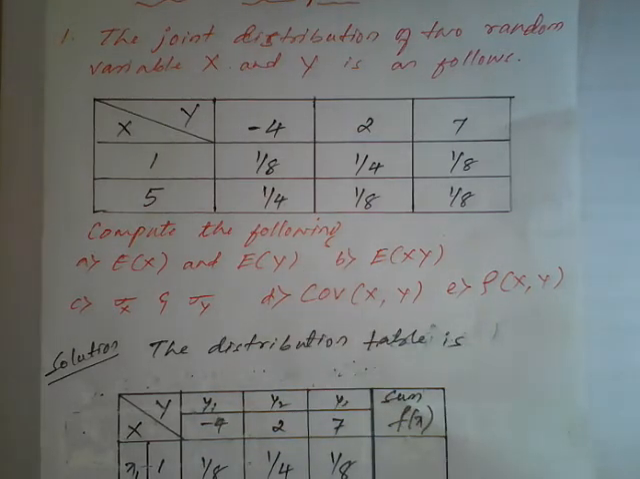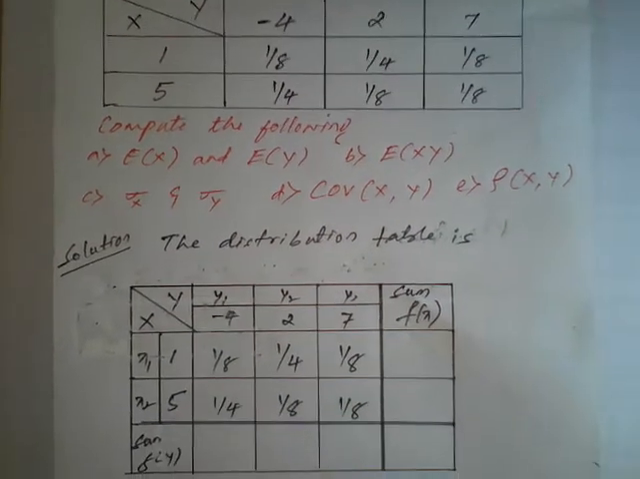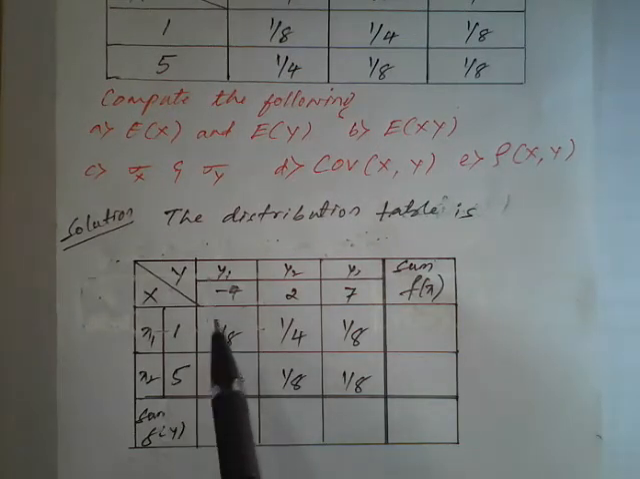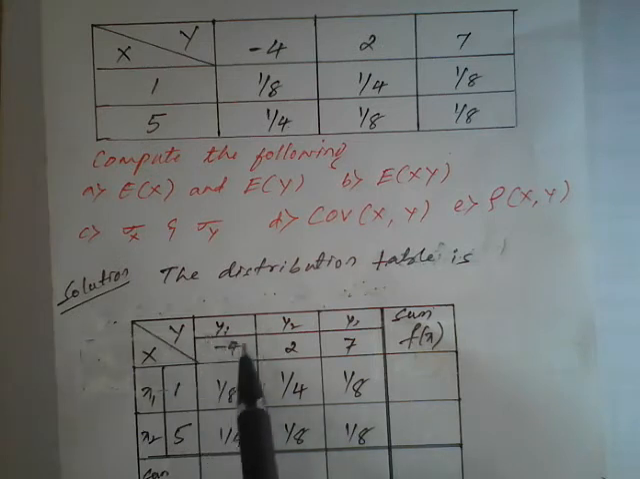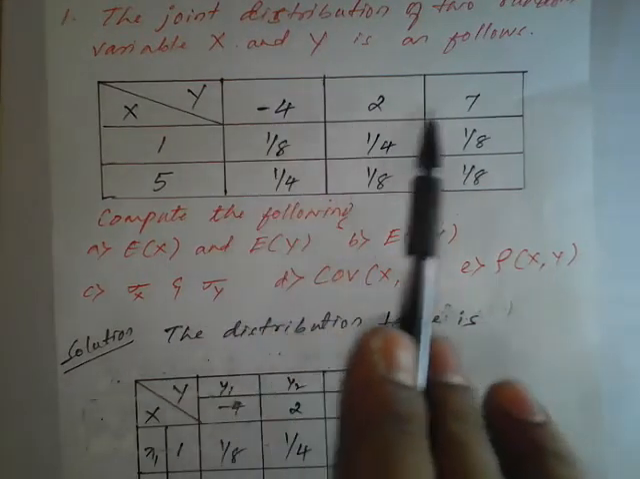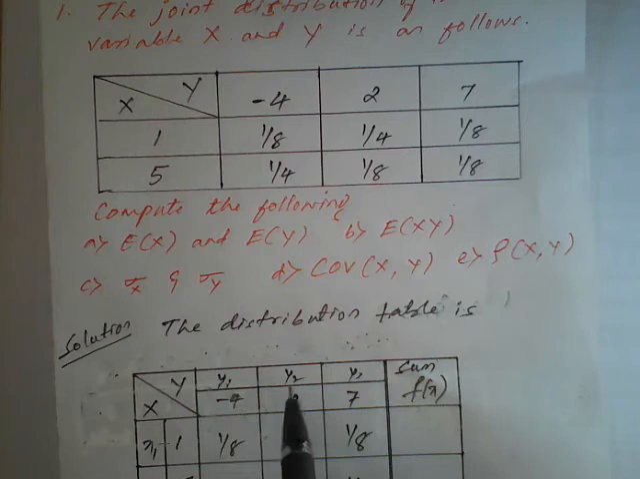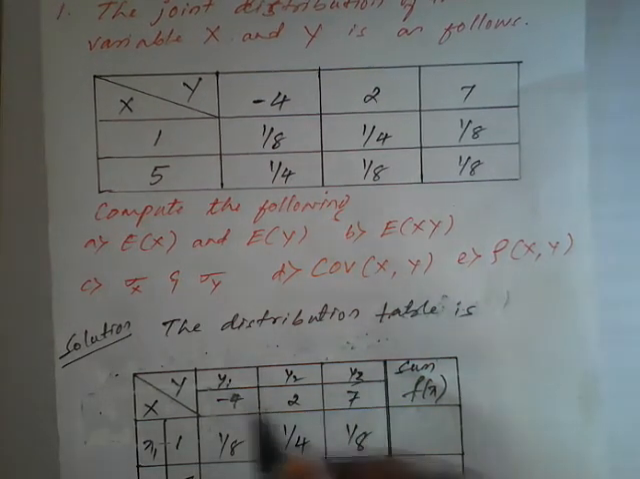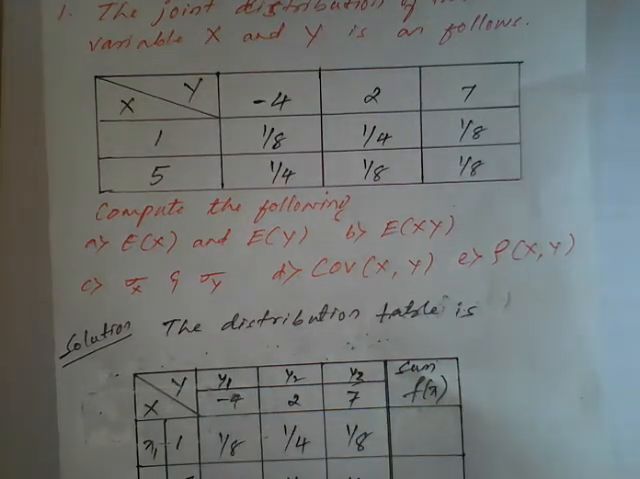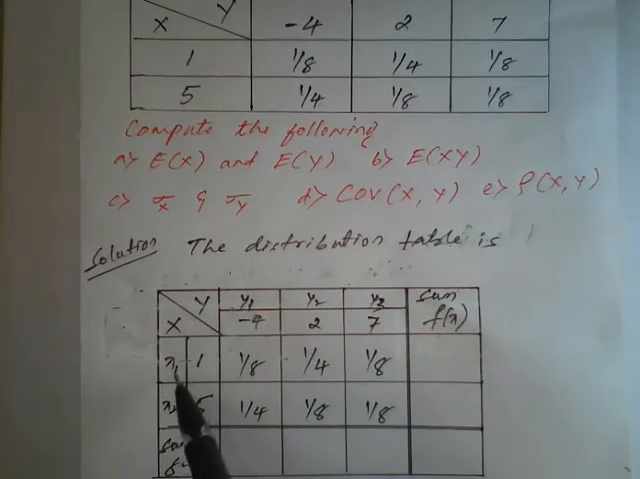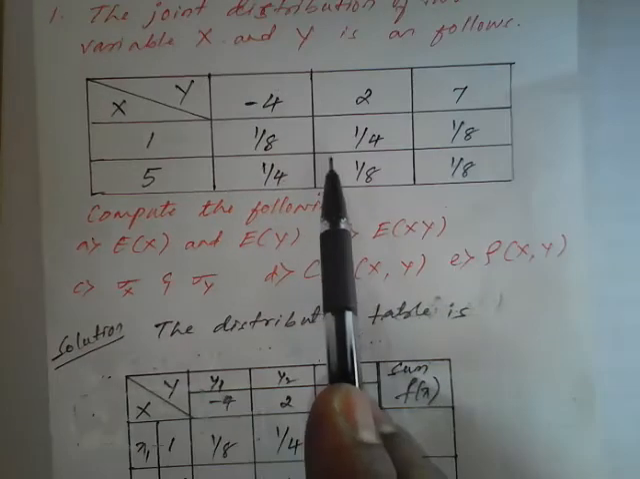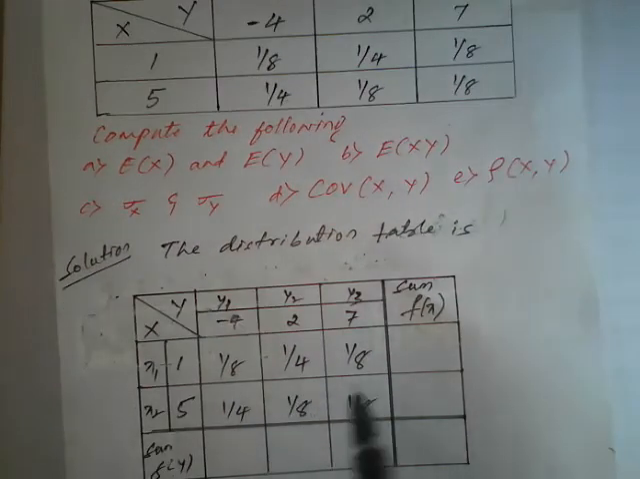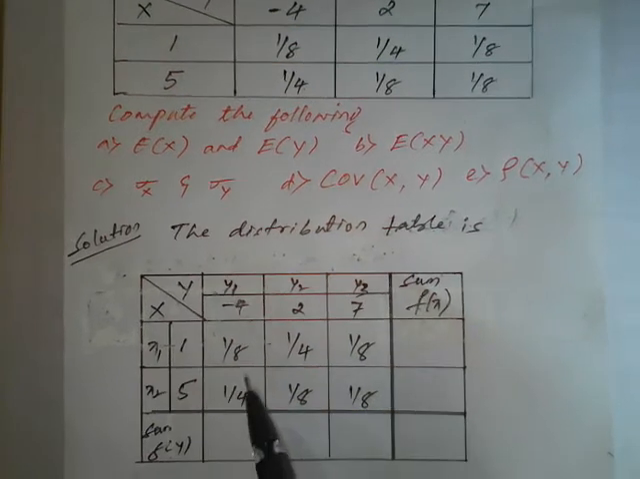The solution: I have already taken the distribution table, so you have to reframe it like that. This is x, and I have made one more line: y1 value, y2 value, y3 value. Then these are the x values: x1 value is 1, x2 value is 5. With respect to this, whatever values they have given in the question, I have copied. Now we need to check the calculations here.